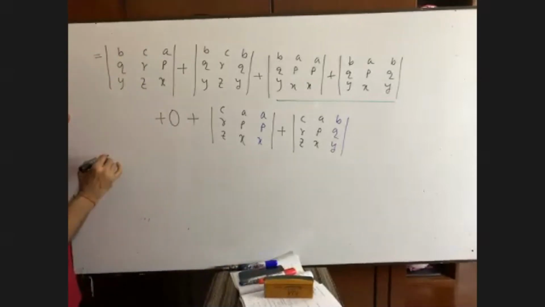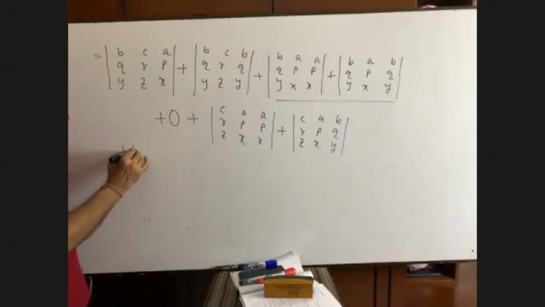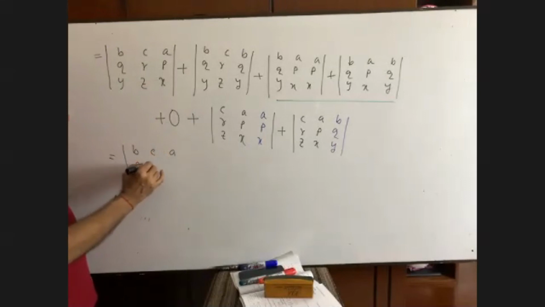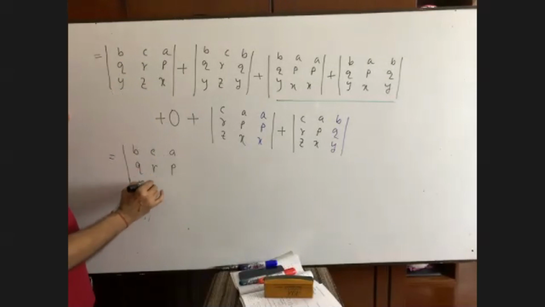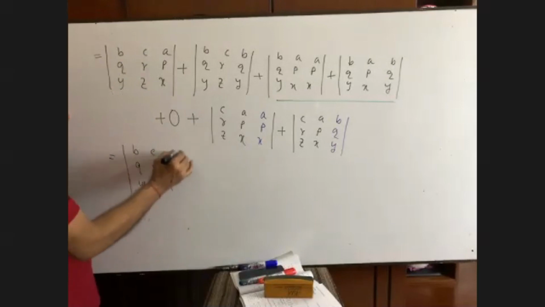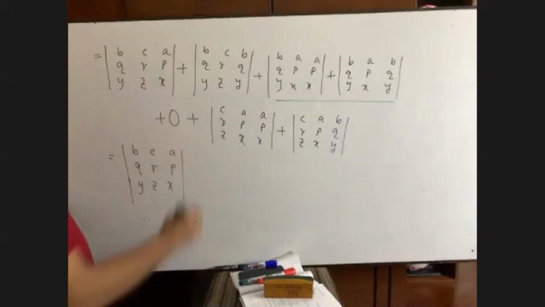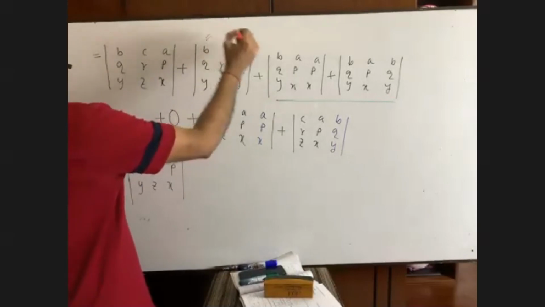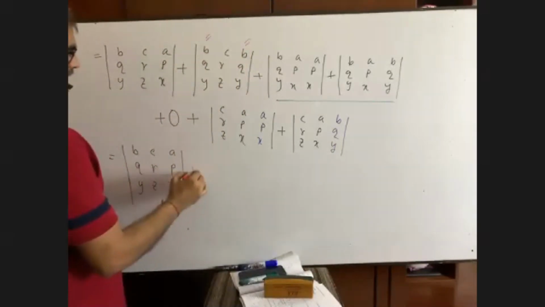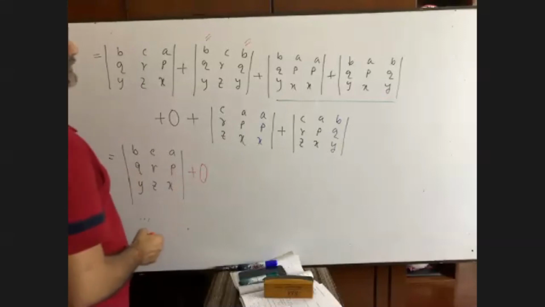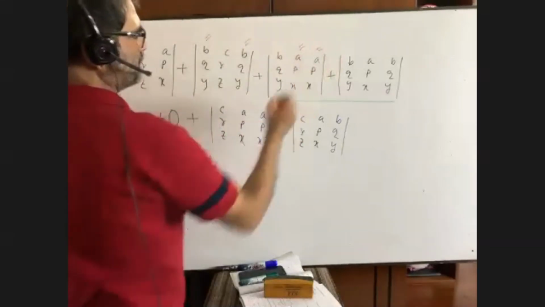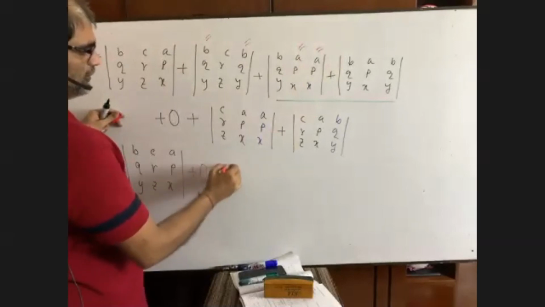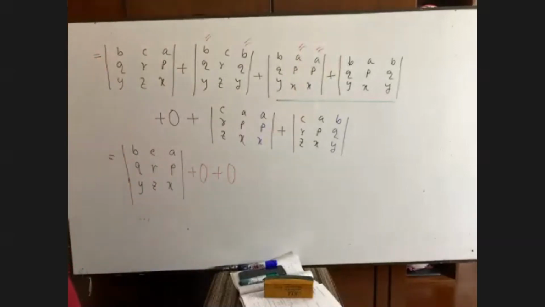Now you see, it is what? Let me know. B, C, A, Q, R, P. It is Y, Z, X. Oh my God, this is 0? Yes, sir. These and these are same. So we are getting here plus 0. Oh my God, this is also 0. So we are also again getting 0. How fantastic, right? The math is.